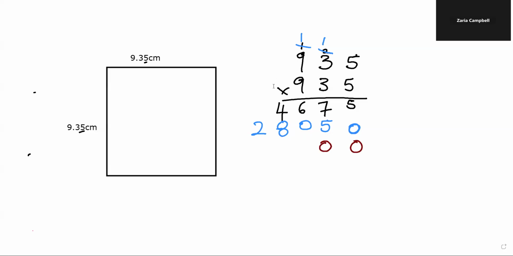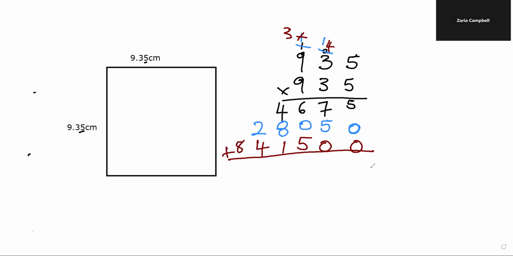Then we'll do 9 times 5 is 45, so put down the 5, carry 4. 9 times 3 is 27 plus 4, 31. Put down the 1, carry 3. 9 times 9 is 81 plus 3, 84. Put down the 4 and the 8. And then we'd have to add it up.